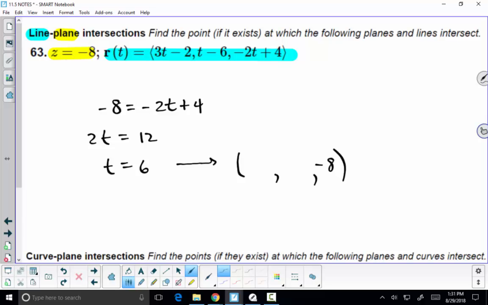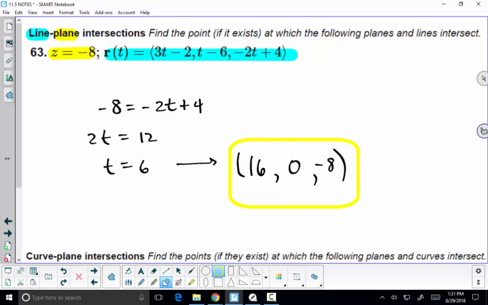We take our 6, plug it in there, 18 minus 2. Take our 6, plug it in there. This is the ordered triple that the two geometric objects share. That's a point that's both on the line and on the plane. So that's where the plane is intersected by the line. Same idea that we've used in algebra: plug one into the other to see if there's something in common.